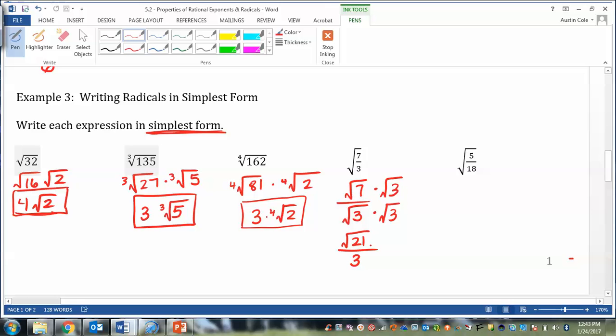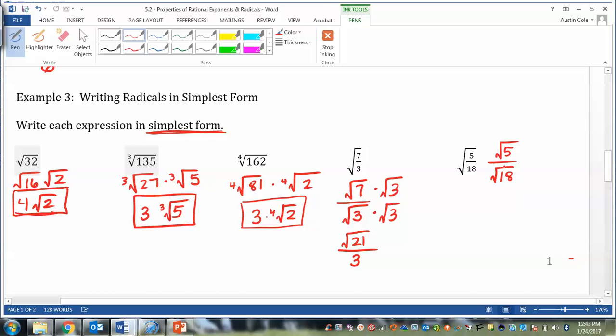Well, what do you know about that? So now it's rationalized because the denominator is a whole number. It's not a square root anymore. So we never want to leave a square root in our denominator. We talked about this in geometry last year, just a little bit. Now this next one is the square root of 5 over the square root of 18.